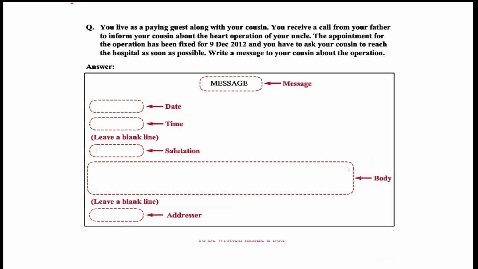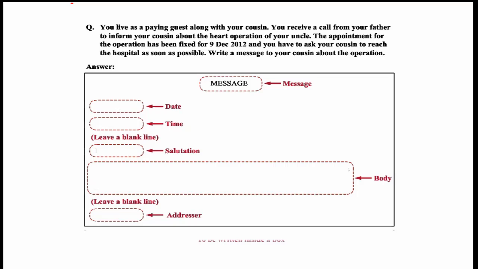Now the last topic is our message writing. Message writing is also very important in an emergency. Suppose we are going somewhere, then at that time we have to leave a message. Or if anybody comes during the absence of our parents and somebody is giving a message, then we have to write a message. So this is the format that we have to remember, how to write a proper message.